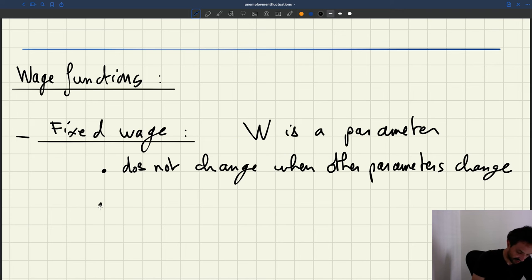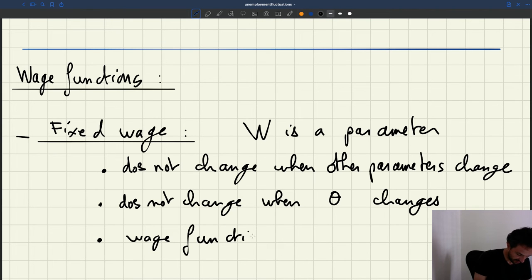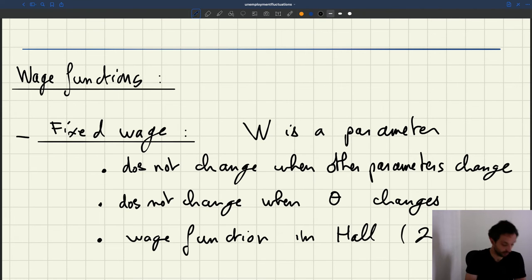So we won't have any response to other parameters, and also it doesn't respond to endogenous variables in the model. So it's going to be a fixed wedge. If you have a look at the readings, that's the wedge function used by Hall in the 2005 AER paper, that's assigned as a reading. Okay?